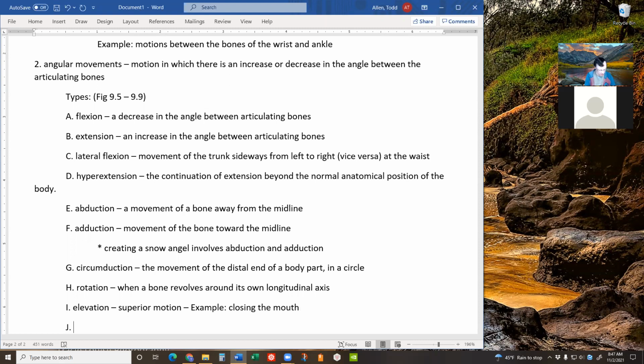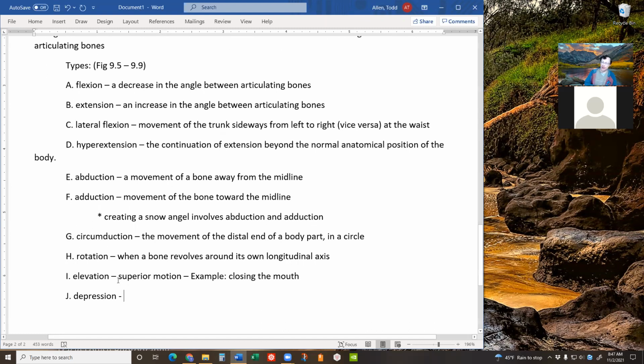Next, we have depression. This is sort of a comical way of thinking about this. Depression is the opposing motion of elevation. So that means it's an inferior motion. So that would be like starting with your mouth closed and opening it.